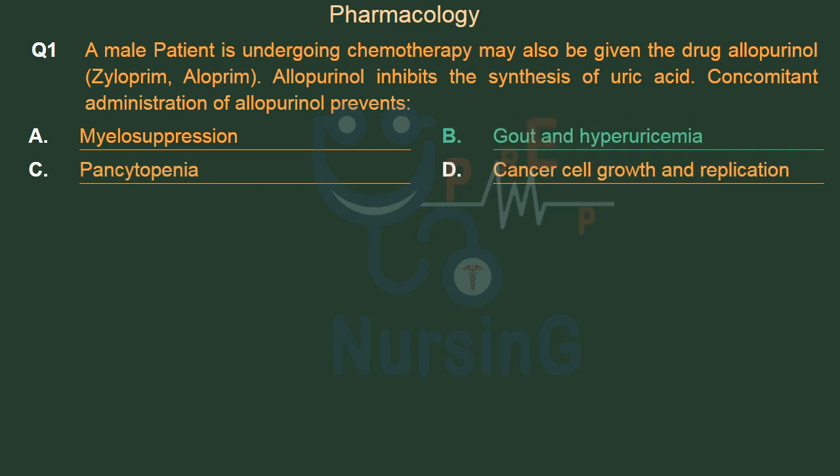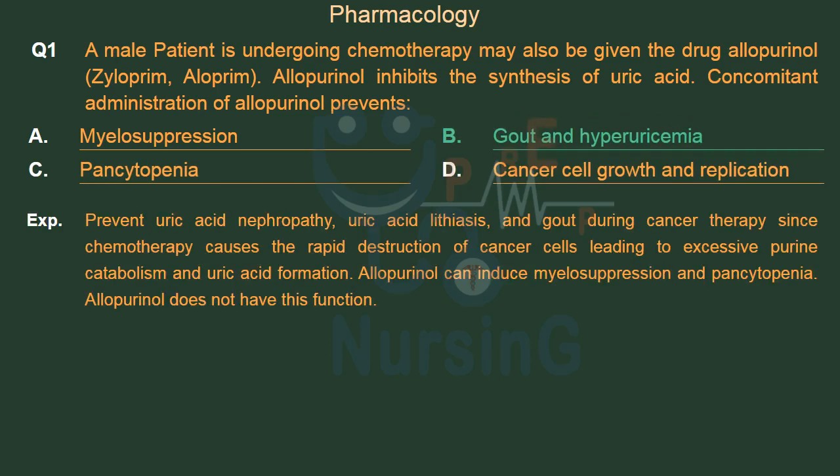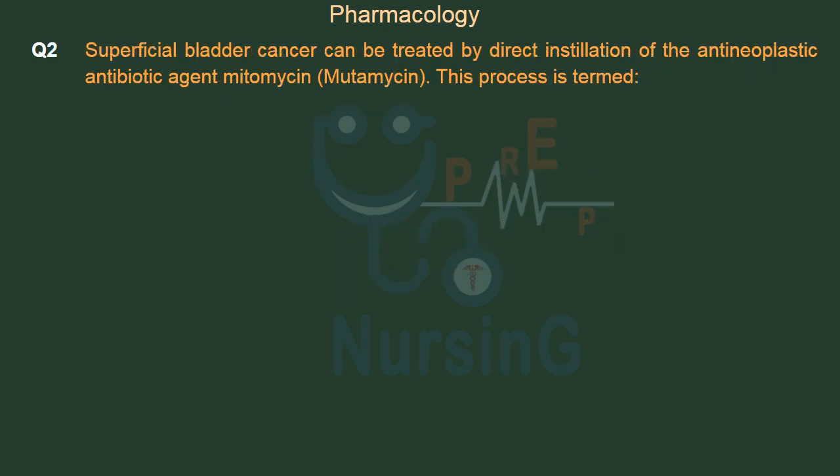Gout and hyperuricemia. Allopurinol prevents uric acid nephropathy, uric acid lithiasis, and gout during cancer therapy, since chemotherapy causes the rapid destruction of cancer cells, leading to excessive purine catabolism and uric acid formation. Allopurinol can induce myelosuppression and pancytopenia. Allopurinol does not have this function.